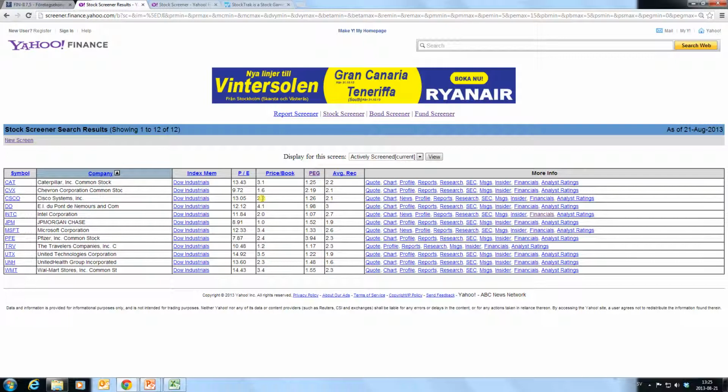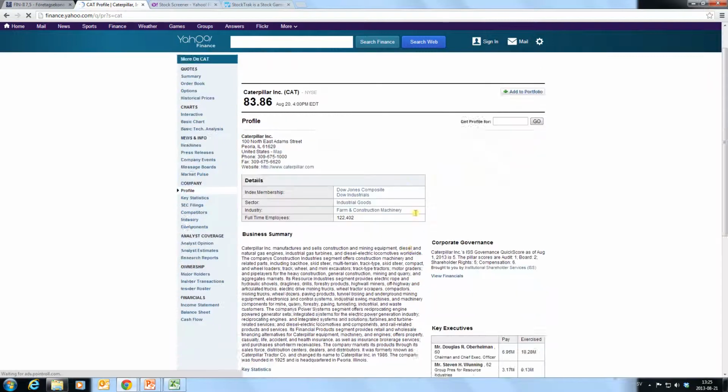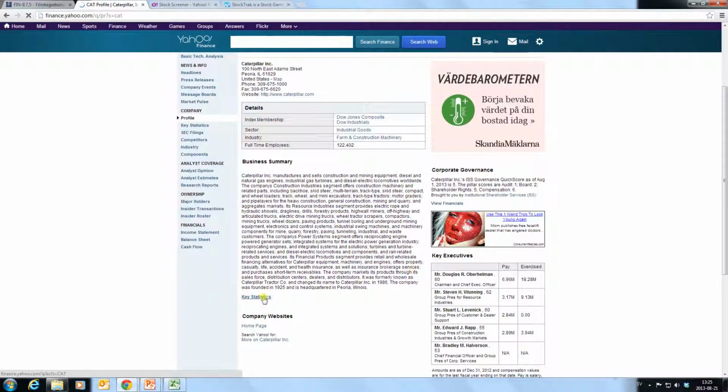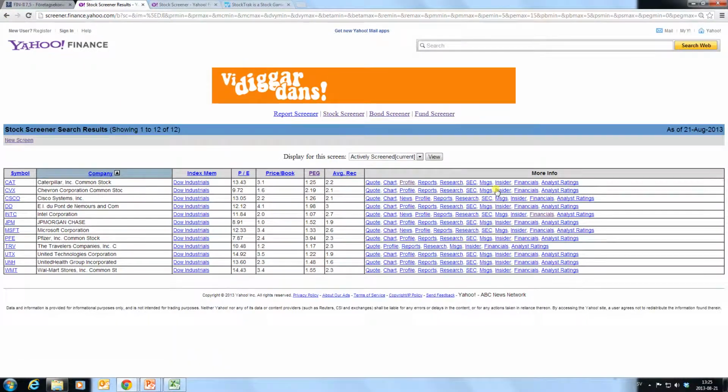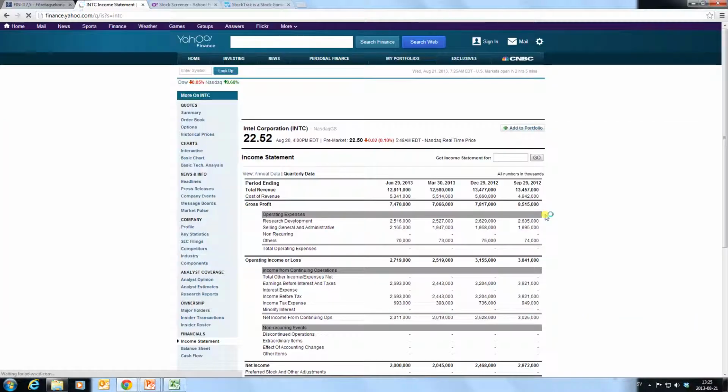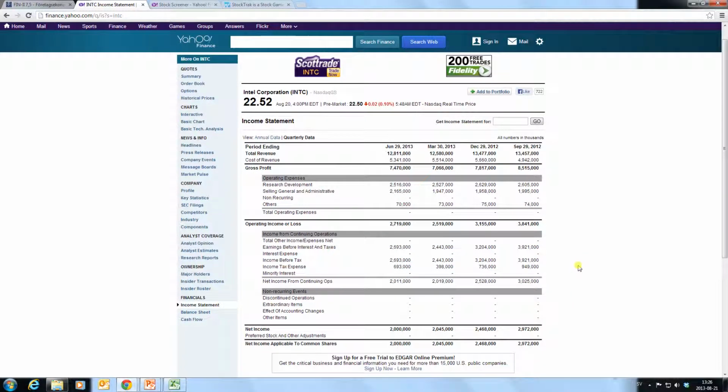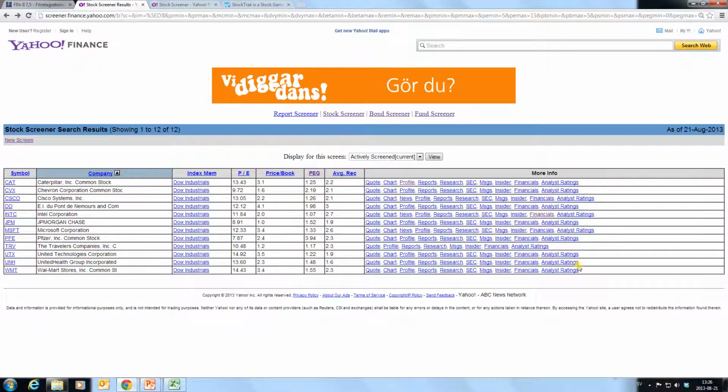Okay, when you look at the different stocks here, maybe I would like to know what this Caterpillar Incorporated common stock is. I don't really know that company. Alright, then I could click on Profile here. And I would see some business summary, and you can also click on Key Statistics. If I go back now, there is quite a lot of other information. Maybe I would like to see the financials of Intel Corporation. Then I go to Intel Corporation and I click on Financials. And then I get some information that I could use as a decision to purchase the share. I'm not going to go into that much detail now though.